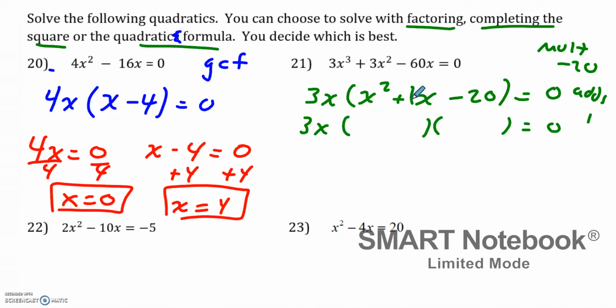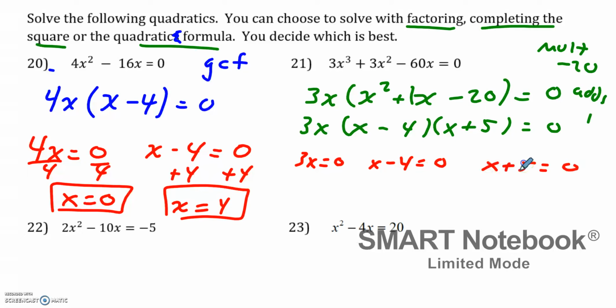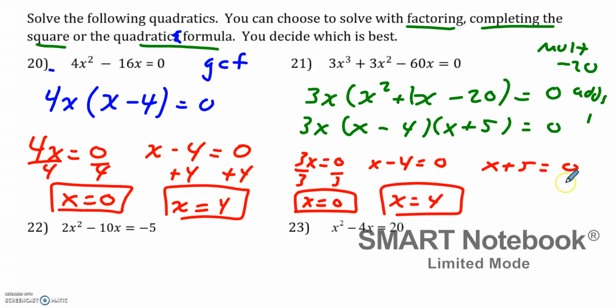There's technically a 1 there. x times x is x squared. 4 times 5 is 20, and to get a 1, I need a positive 5 and a negative 4. So at this point, I can set all three pieces equal to 0. 3x equals 0, x minus 4 equals 0, and x plus 5 equals 0. So my answers would be 0, add the 4, positive 4, subtract the 5, negative 5. So because this originally is a cubic, it makes sense that there are three possible answers.